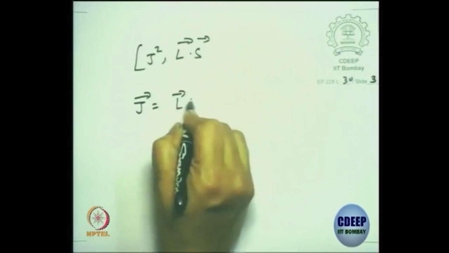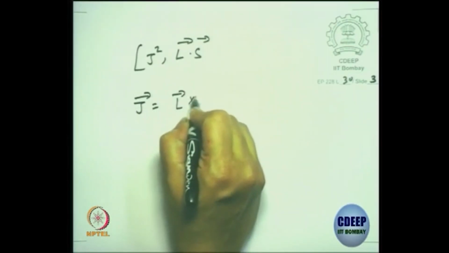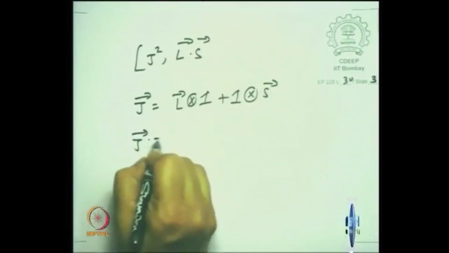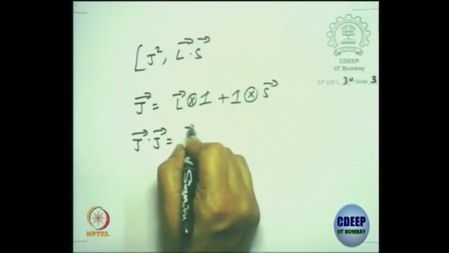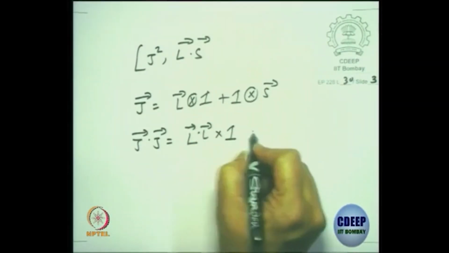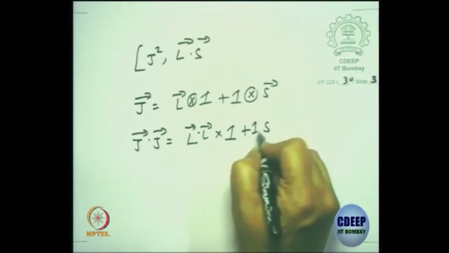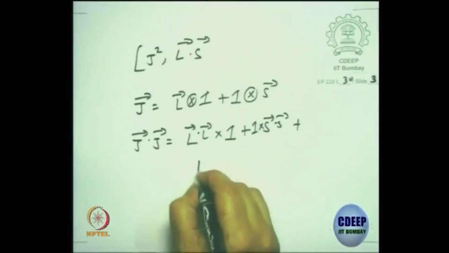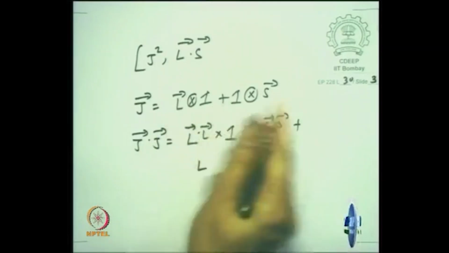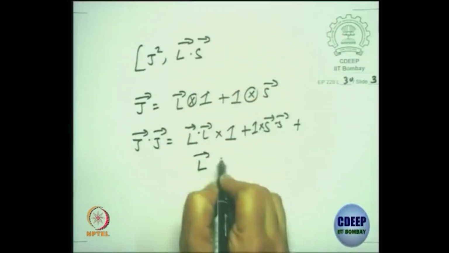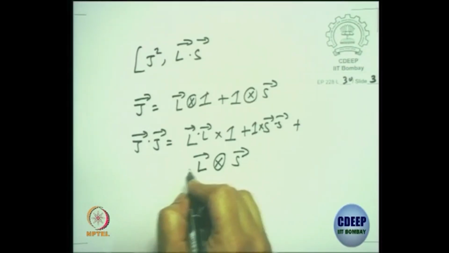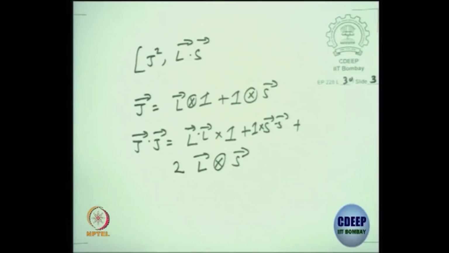J is L cross identity plus identity cross S. So J dot J, when I do, you are trying to say that there will be an L dot L cross identity plus identity cross S dot S, but then there will also be cross terms. That is a good point. Yes, you will have the cross terms. From here multiplied with this, which will give you an L cross S, and then you will also have twice, right? Just twice of this. Yeah. Good point. Sorry, I made a mistake earlier.